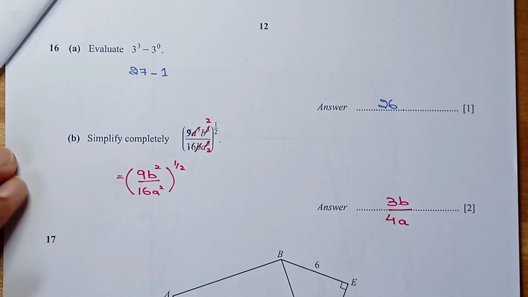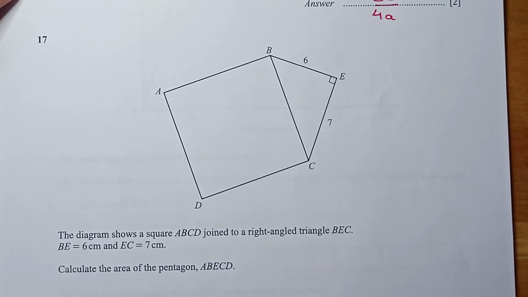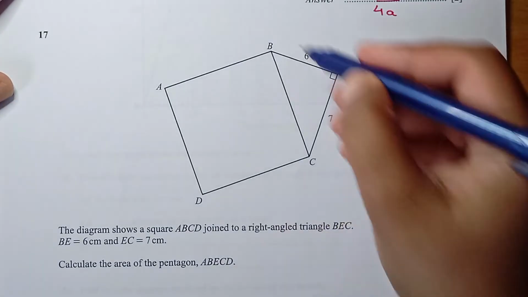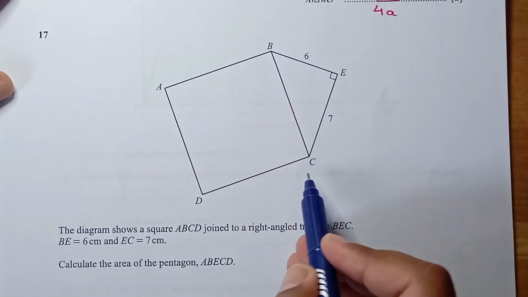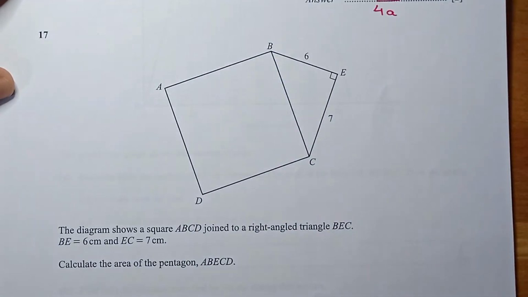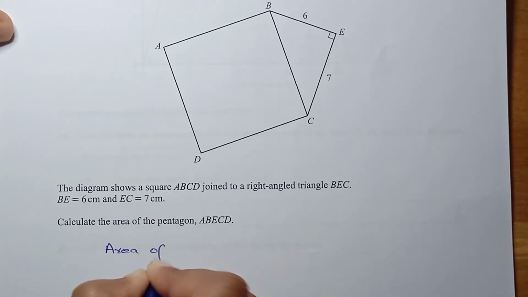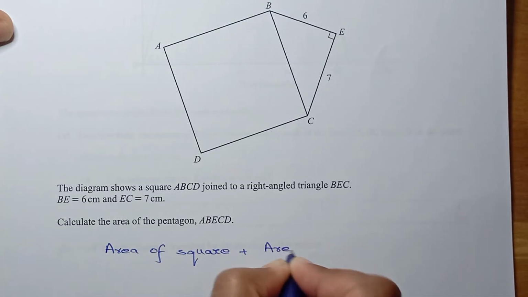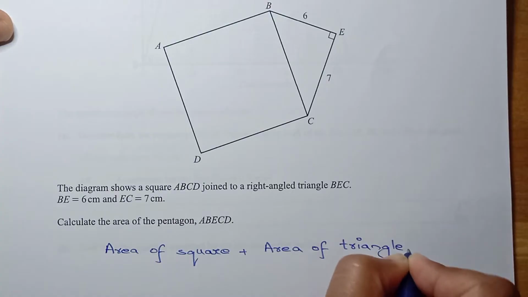Now for the next question, number 17. The diagram shows a square ABCD joined to a right angled triangle BEC. BE is 6 centimeters, EC is 7 centimeters. Calculate the area of the pentagon ABECD. Okay, so the area of the pentagon is basically equal to the area of the square ABCD plus the area of the right angle triangle BEC, right?